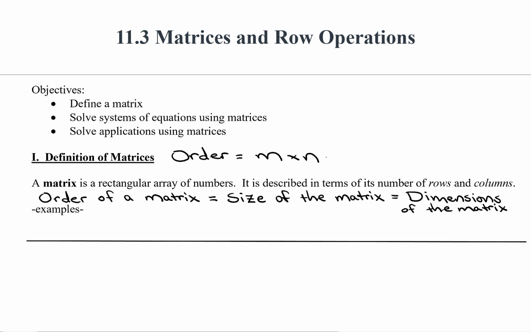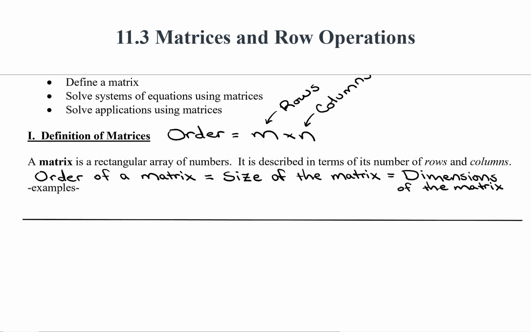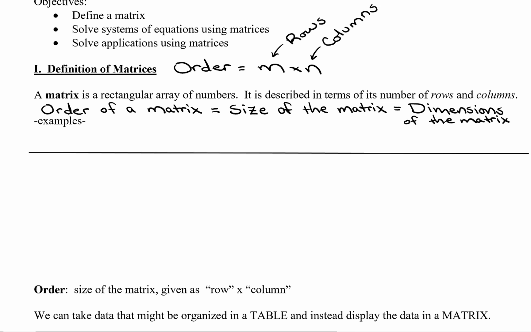So now I'm going to write down here, order is equal to m by n, where m represents the number of rows in the matrix, and n represents the number of columns. I'm going to point arrows at m and n. The arrow pointing at m, I'm going to write the word rows after that. And I'm going to point an arrow towards n, and write the word columns after that arrow. Examples. I'm going to go ahead and make a chart here.